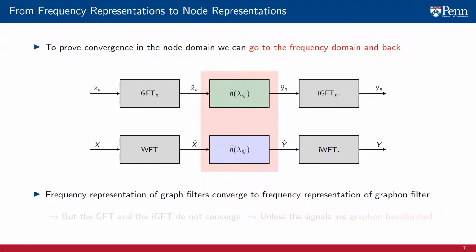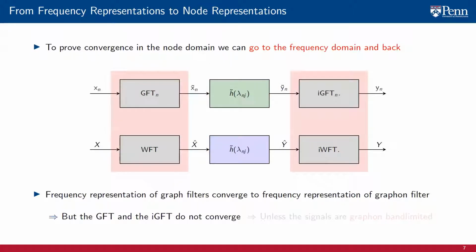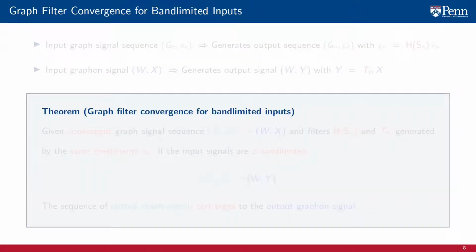This is a promising strategy because we know that the frequency representations converge. The highlighted blocks are the same in the limit. However, the GFT and the inverse GFT do not converge to the WFT and inverse WFT. This proof strategy fails in general. Except, of course, when the signals are graphon band limited. In this case, the GFT and IGFT do converge to the WFT and IWFT. We have therefore just proved a theorem claiming the convergence of graph filters when given band-limited inputs.